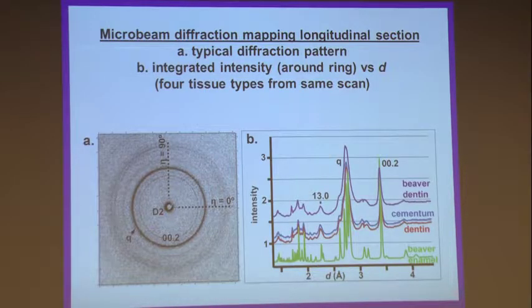Because the data are collected on longitudinal sections that are thin, we can also do a typical diffraction mapping experiment and look at the integrated intensity versus D. That's this plot, and we see that enamel has very sharp peaks. That'll be important later. And beaver dentin and beluga dentin follow this sort of curve of the diffraction pattern.